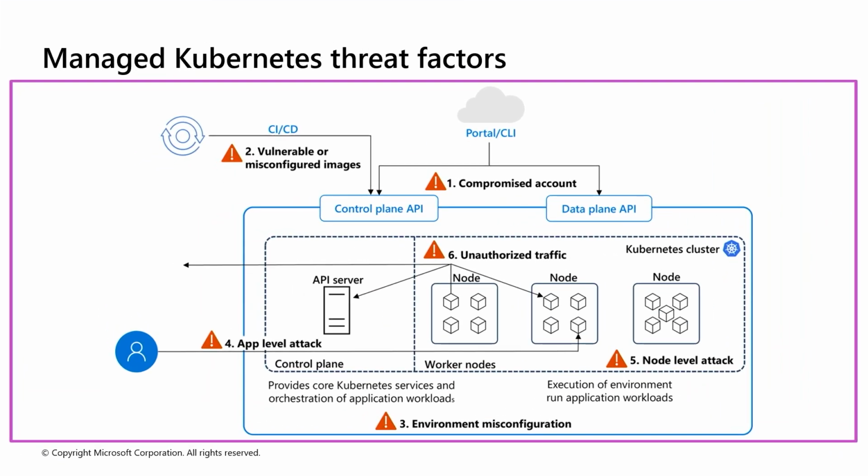Container images with vulnerabilities or misconfigurations can be exploited by attackers once deployed. Using image scanning tools to detect vulnerabilities before deployment and enforcing image provenance rules are key mitigation strategies. Misconfigurations in Kubernetes settings or deployment descriptors can expose clusters to attack.